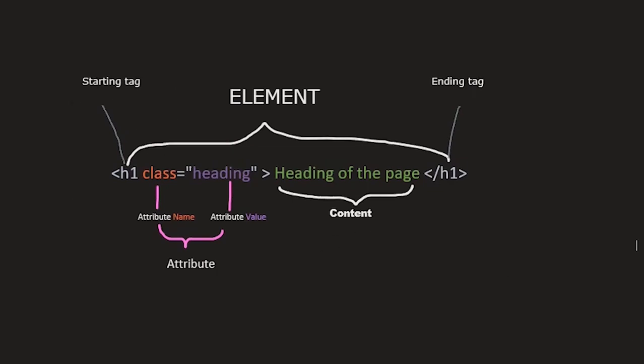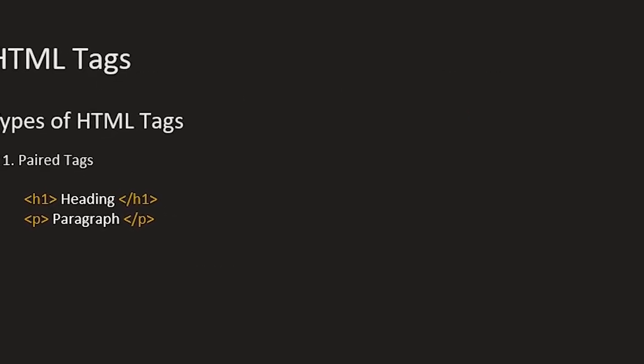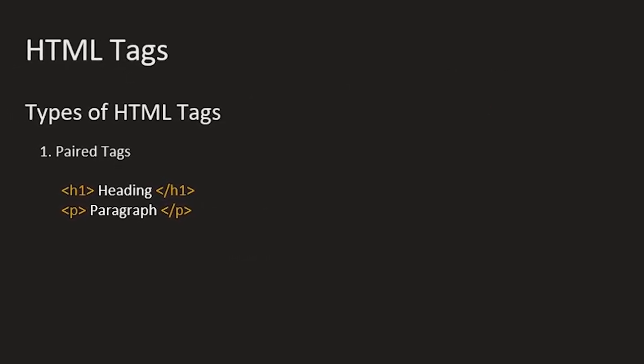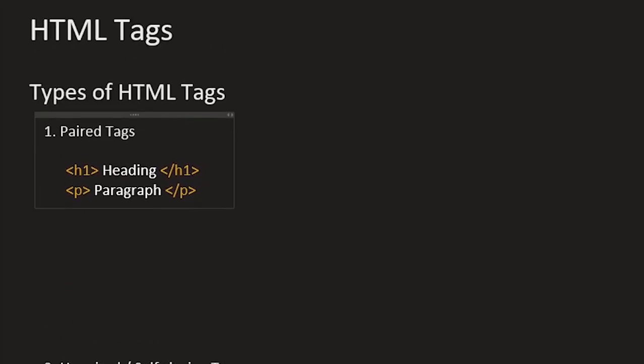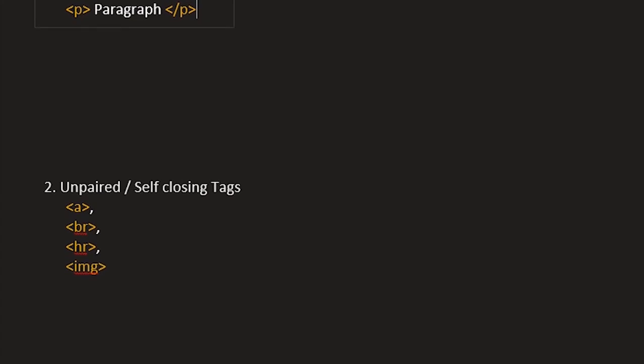So guys, let's talk about the tags in detail. In HTML, basically there are two types of tags, and they are paired and unpaired or self-closing tags. The one you just saw in the example was a paired tag, and you can see the examples in the list here. And these are the examples of unpaired or self-closing tags. In a paired tag, you have to write a starting and a closing tag too, but in an unpaired or self-closing tag you write only one opening tag.